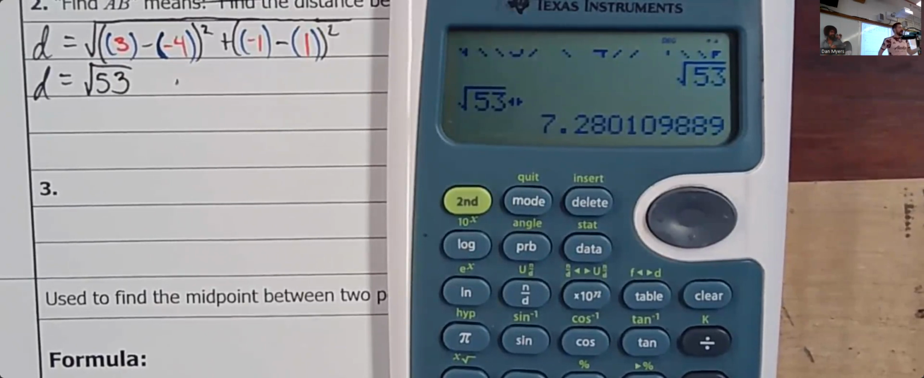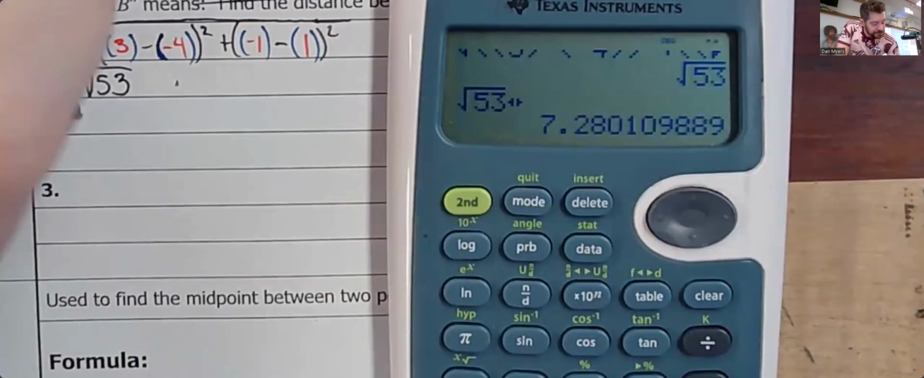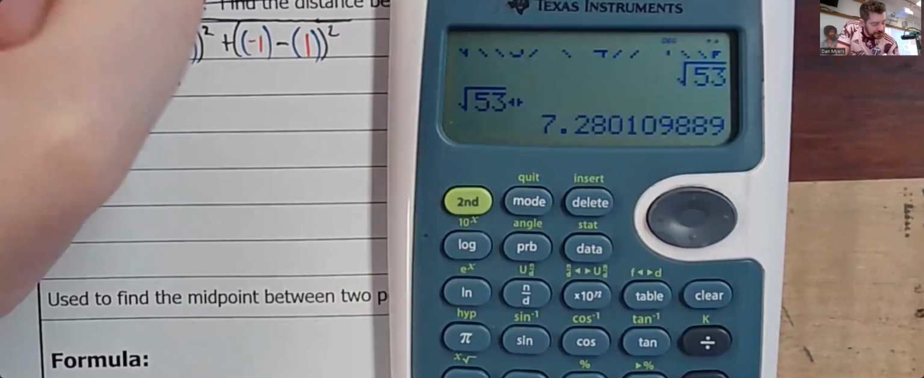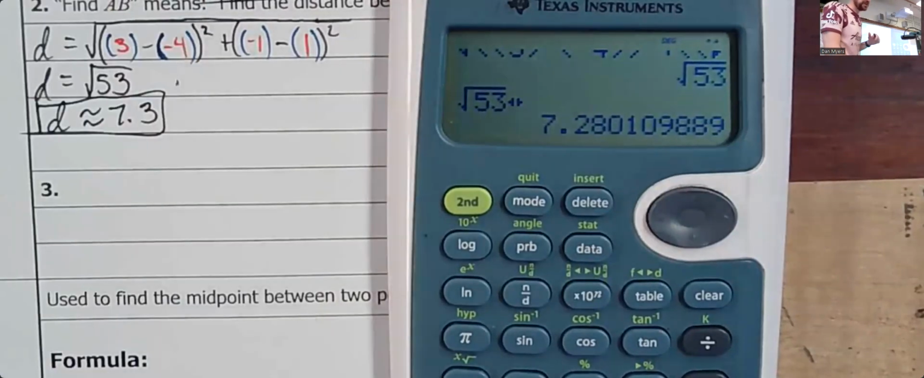So I know we don't do a lot of rounding anymore, so that's why I'm being pretty careful about this. Anytime you round, remember you have to look at the number after it. And if this number is 5 or more, this number goes up by 1. If this number is 4 or less, this number stays the same. So 0.28 rounds up to 3. So this would be d is approximately 7.3. That is the distance between those two.